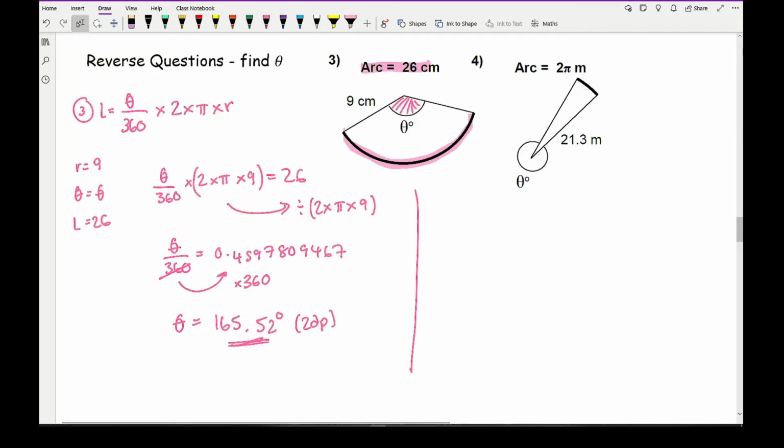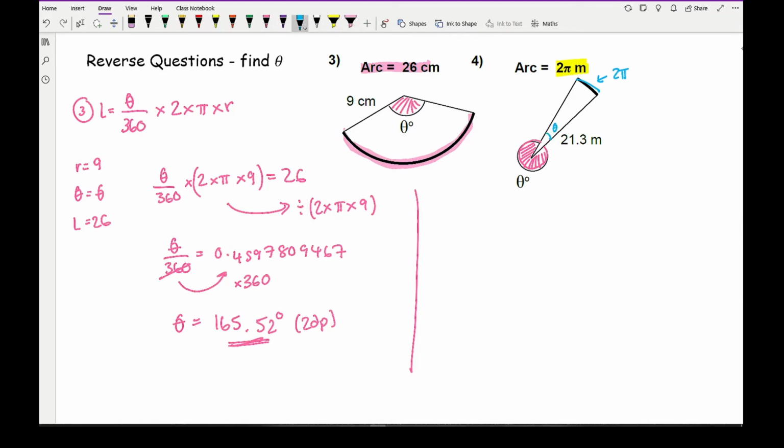Now we're moving on to question 4. It's important that I note a couple of things. The first thing I need to note is that the arc length is given to me in terms of pi. So this arc length here is equal to 2 pi. Now the question's also asking me to find this angle here. So it's not actually the angle in the actual sector, it's this angle here, but I need to find out what this angle here is first.